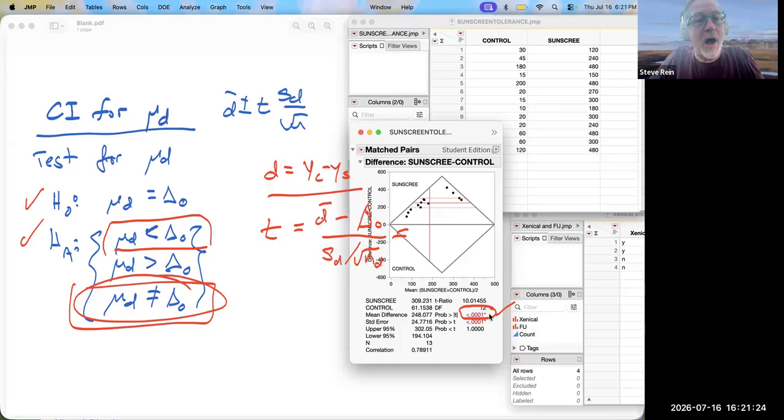Okay. So I would instead believe the alternative. Literally, I'm going to say, yeah, there is an impact or an effect of sunscreen on the amount of time that you are able to be in the sun.